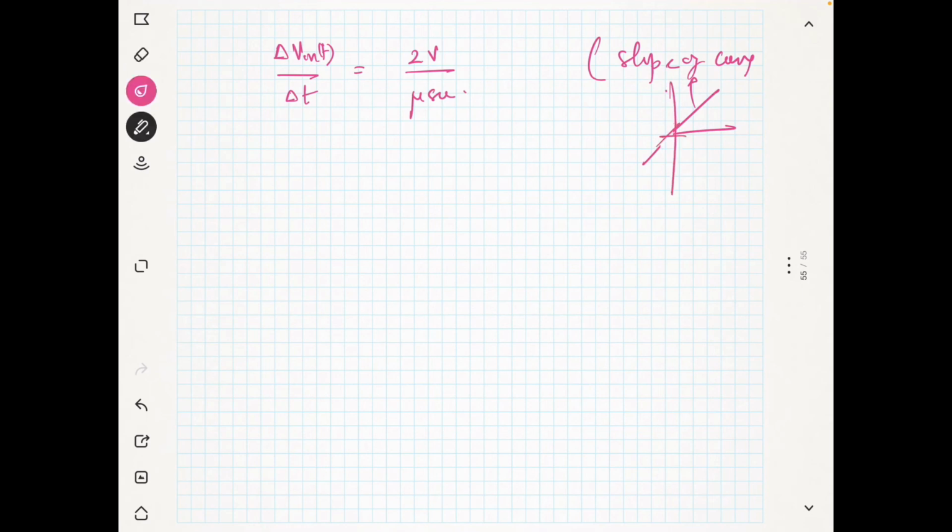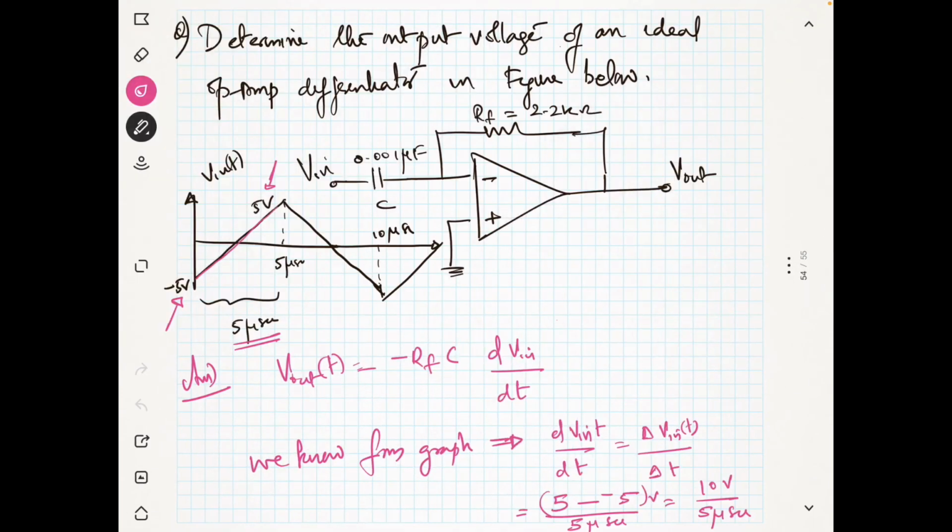So this is nothing but the slope of this curve. Sorry, I will write, this is the slope of this curve. If you calculate the slope of this curve, you will get it anyway. Now, what is V out of t?